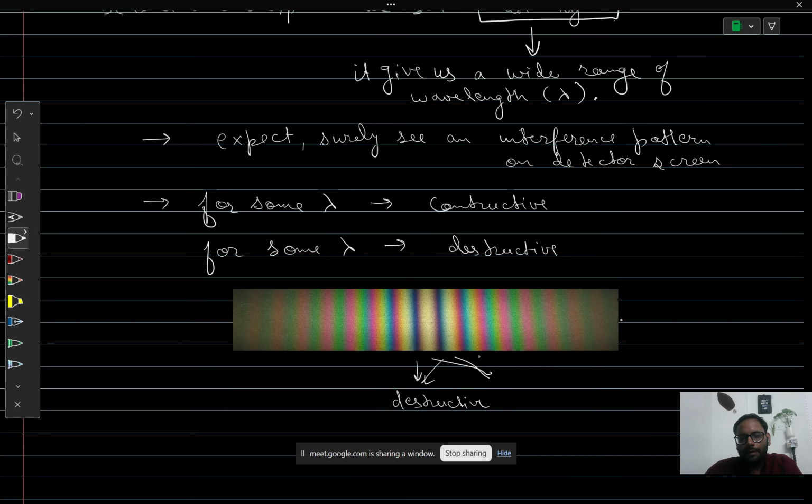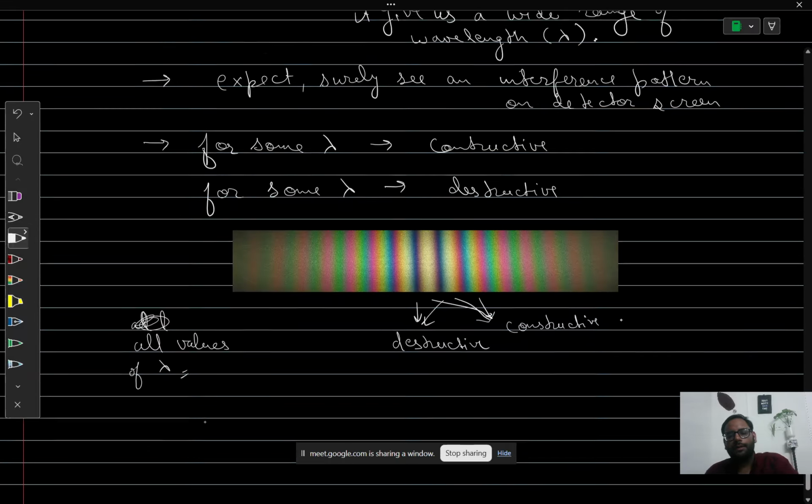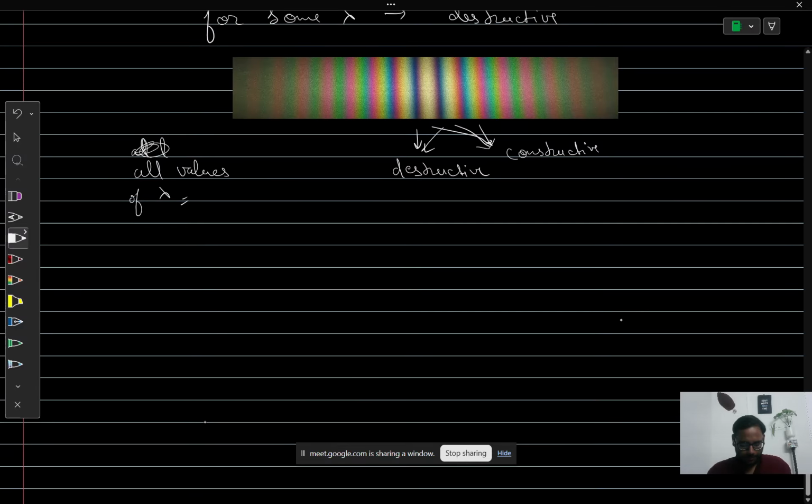These are constructive, and you see the different colors because all values of lambda are considered here. So it's just a mixture. Now our goal is to calculate the optical phase difference, but let's do a simple case.